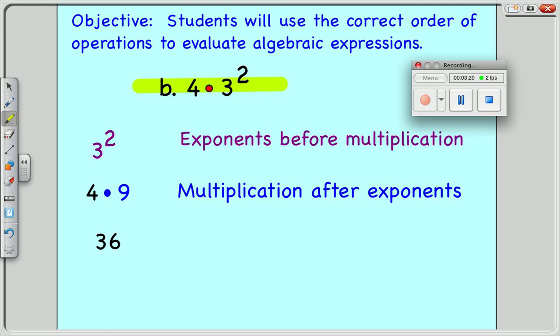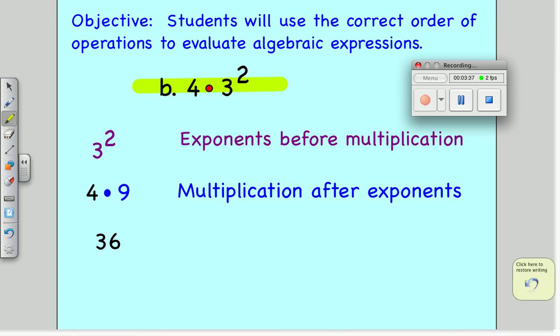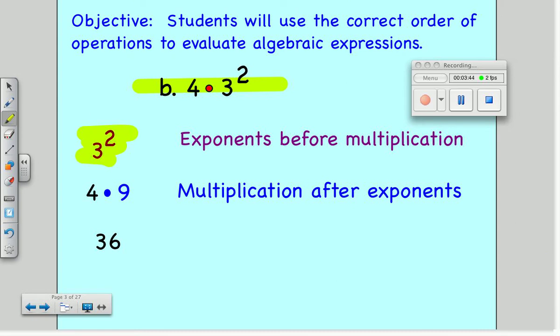So for the exponents, the exponent is 3 squared. I want you to write that down as well. Hold on one second. I have a bit of an issue. The exponent is 3 squared. I want you to write that down. And I want you to write down the word exponents. Next, we're going to take care of 4 times 9. And that is the multiplication that comes next.